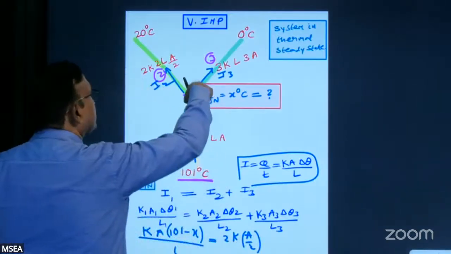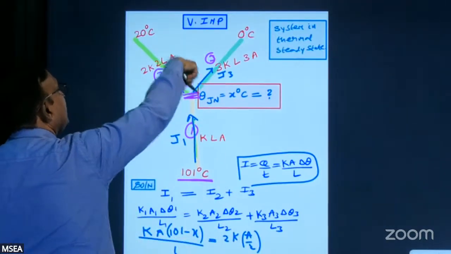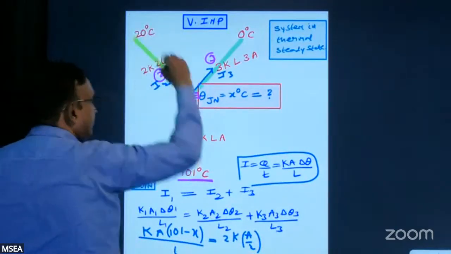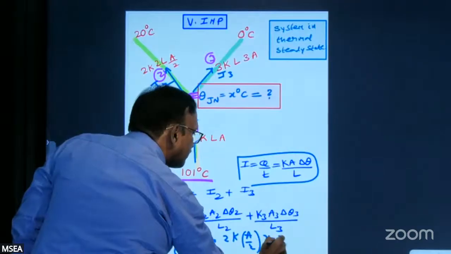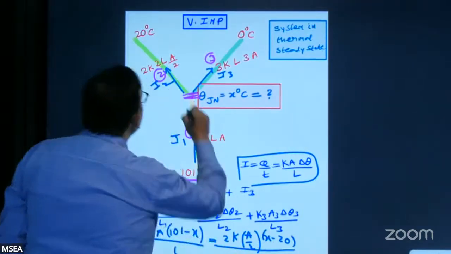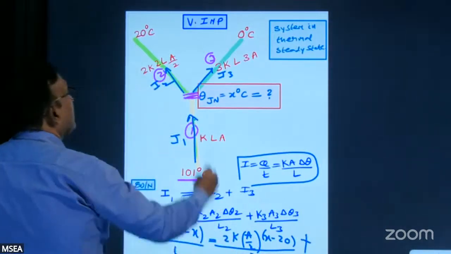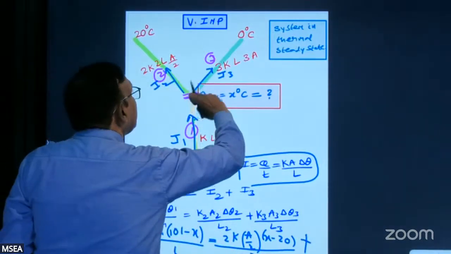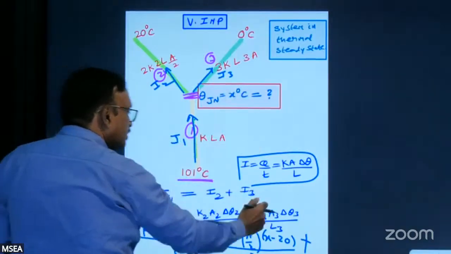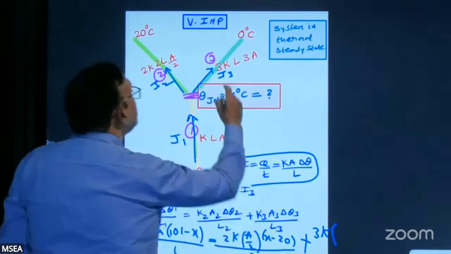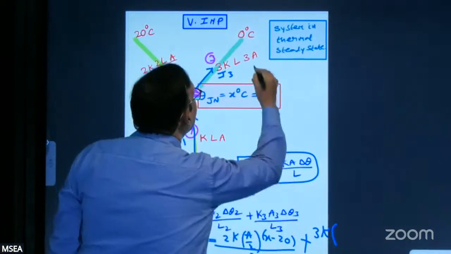In the temperature difference, the current is going like this, high to low. So X is high, 20 is low. So X minus 20, divided by its length. Its length is 12 plus heat energy. Heat current is going from high to low. So K3 comes out to be 3K.